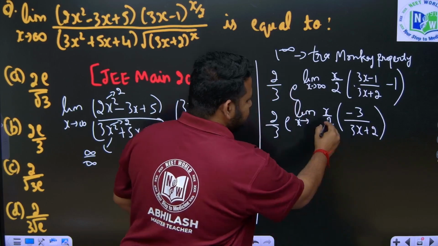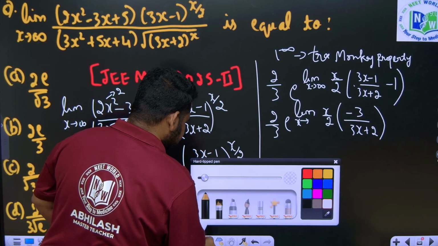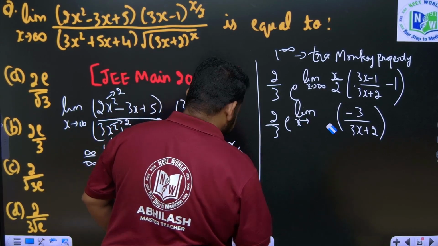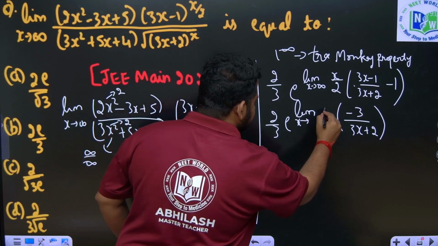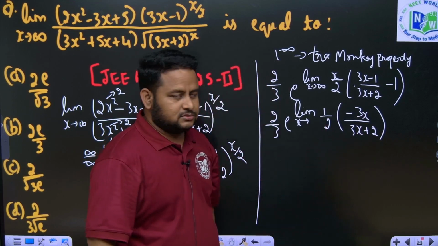So I can rearrange this, friends. Instead of writing x here, I can write it as 1 by 2. This x I can send inside, so this will become minus 3x, for your understanding.